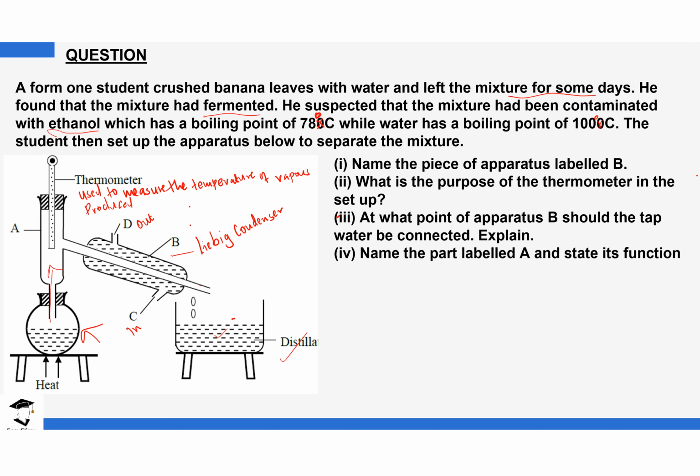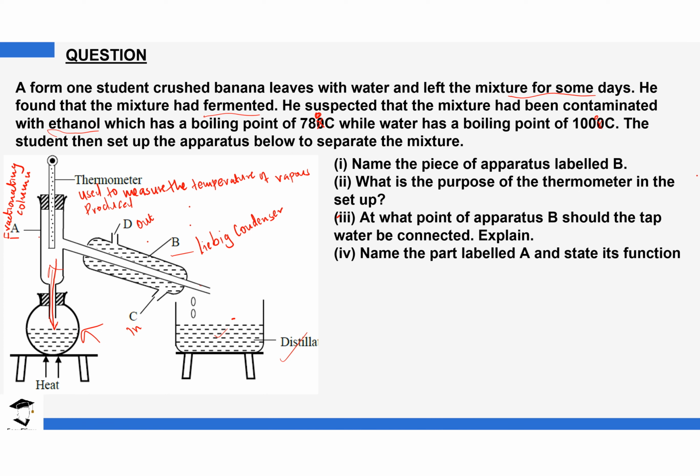So, labeled A is the fractionating column. And we said the purpose of the fractionating column is to condense, in this case, water, because water is going to evaporate some of it. So, it will condense the water vapor and the water vapor flows back into the round-bottomed flask. That is its function. If we had glass beads inside the fractionating column, you can also be asked to state their use, which is to increase the surface area for condensation of the vapors.